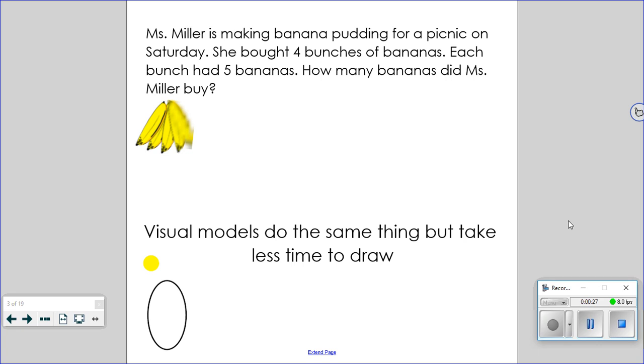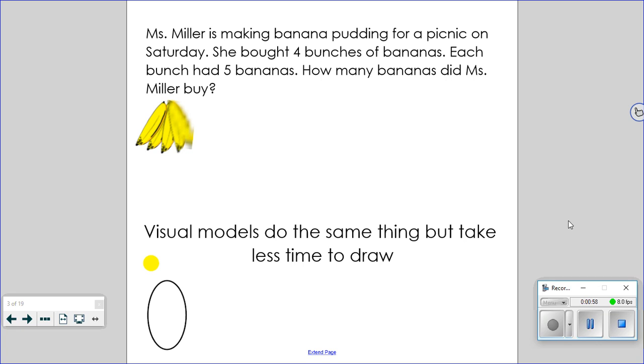It says, Miss Miller is making banana pudding for a picnic on Saturday. She bought 4 bunches of bananas. Each bunch had 5 bananas. How many bananas did Miss Miller buy? Now, we haven't done a lot of word problems, but I will tell you my very first step in a word problem is to figure out what you are counting.